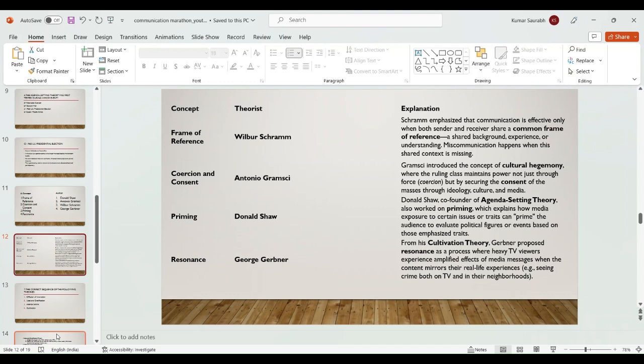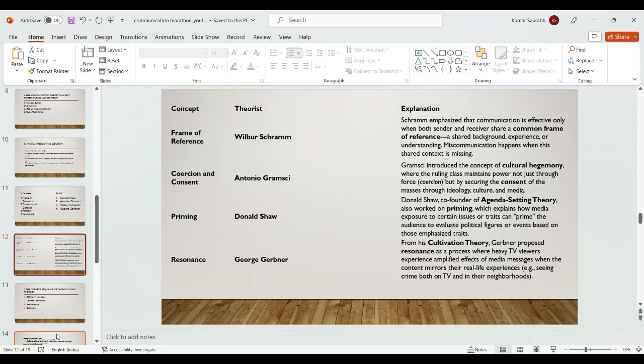Next is priming. The person who is mainly involved with this word is Shaw. He co-founded the agenda setting theory, and he worked on priming. So what priming is: it explains how media exposure on certain issues or traits can prime the audience to evaluate a political figure, giving the emphasis on people, on issues. So it is about that.